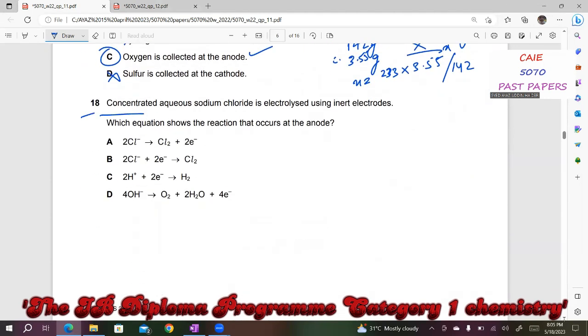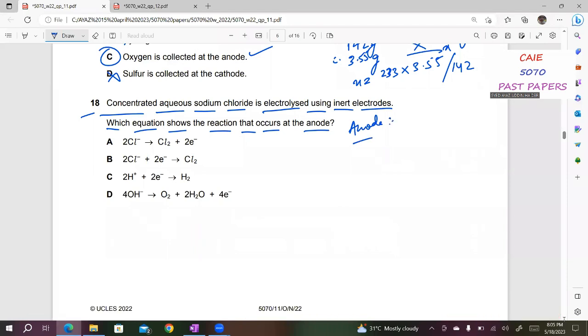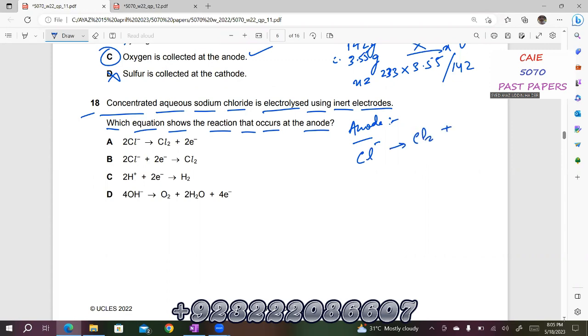18. Concentrated aqueous sodium chloride is electrolyzed using inert electrodes. Which equation shows a reaction that occurs at the anode? At the anode, we will get chlorine gas, and the equation will be this: 2Cl⁻ gives Cl2 plus 2 electrons. So we have only one choice here which is correct, that is A. Other choices are wrong.